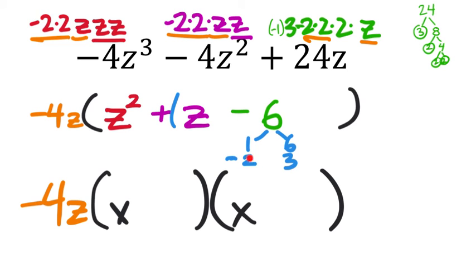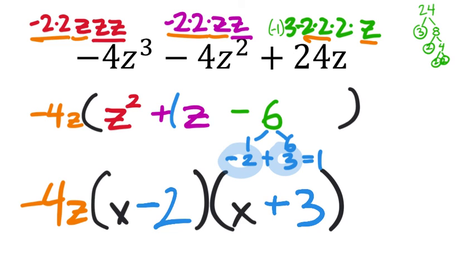Because negative 2 times 3 is negative 6, and when I add those together, I get my positive 1, which is what I want, okay? So those are the two values that I'm going to be targeting here. Negative 2, positive 3. Boom. That's it.